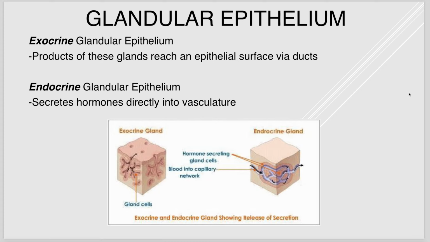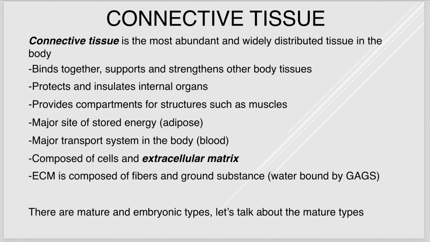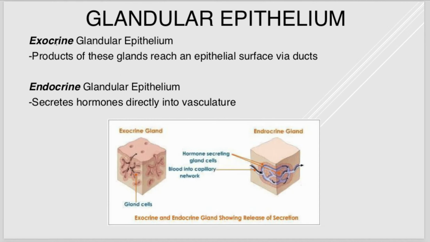This is different than endocrine glands. Endocrine glands secrete hormones within the body. That's why it's called endocrine. So they go right into the blood. So that's the big difference. Exocrine glandular epithelium is going to produce its products that will reach the outside of the body, endo, within the body, into the blood.